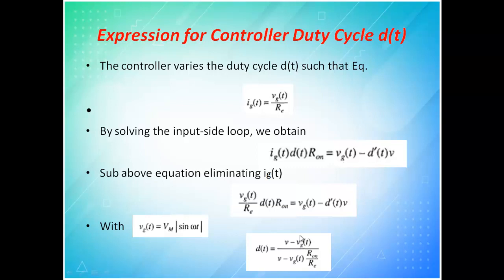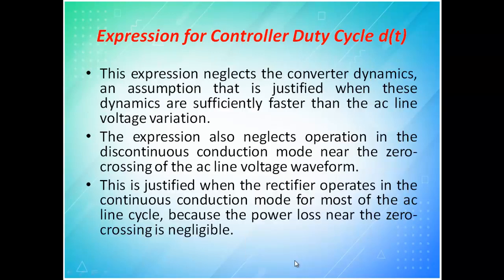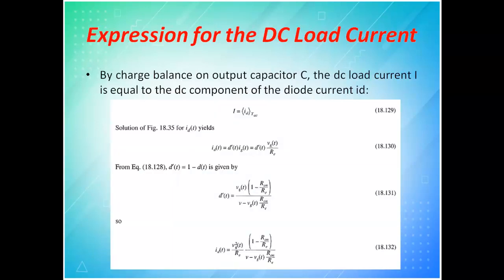Now I can rewrite the equation and get d of t as V minus Vg of t divided by V minus Vg of t into Rn by Re. Here two terms are common, so bring the common term outside and you will get the relation. This expression neglects converter dynamics, an assumption justified when these dynamics are sufficiently faster than the AC line voltage variation. The expression also neglects discontinuous mode operation. So we have omitted the dynamics and the discontinuous conduction, and only the rectifier operating in continuous conduction mode is taken into picture.